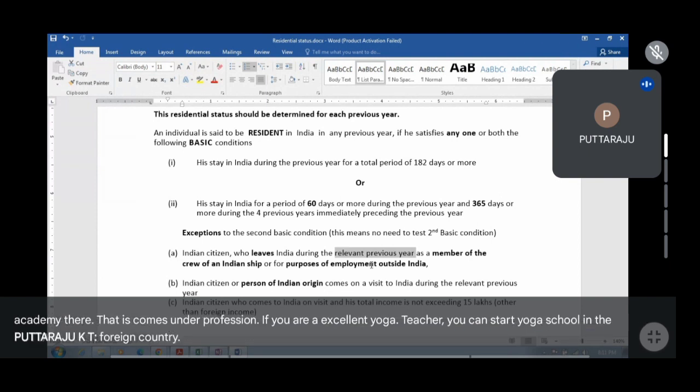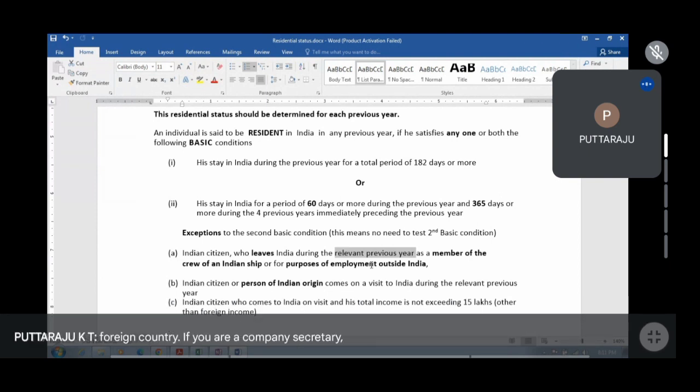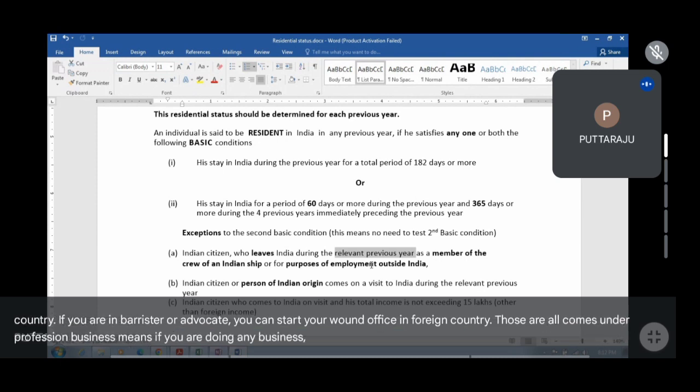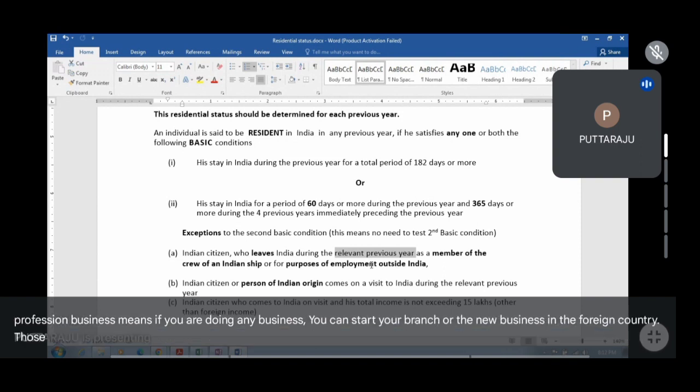If you are a company secretary, you can start your company secretary office in a foreign country. If you are a barrister or advocate, you can start your own office in a foreign country. Those all come under profession. Business means if you are doing any business, you can start your branch or a new business in the foreign country. Those all come under this.